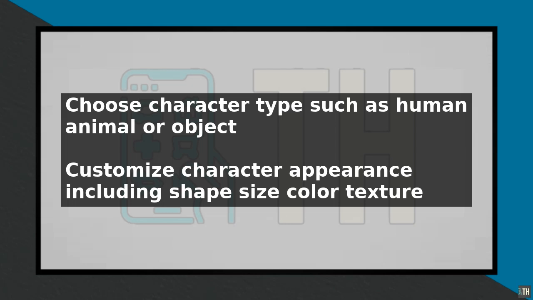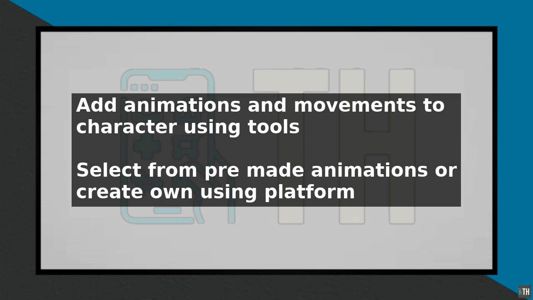This can be done by selecting from a range of pre-made animations or by creating your own using the platform's animation tools. Once you have added animations, you can proceed to add audio and sound effects to your character. This can include voiceovers, sound effects, or music that enhance the character's personality and overall experience.